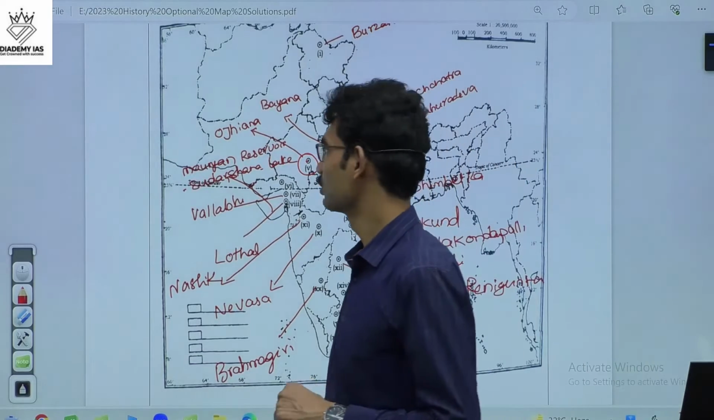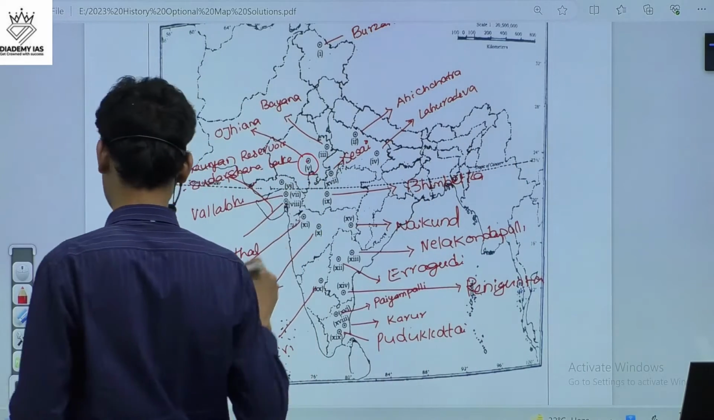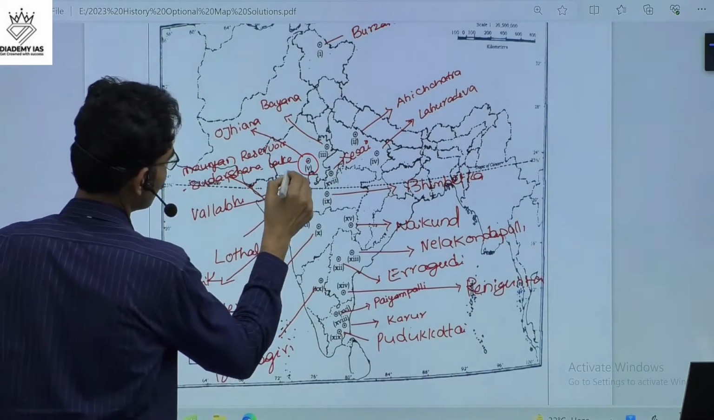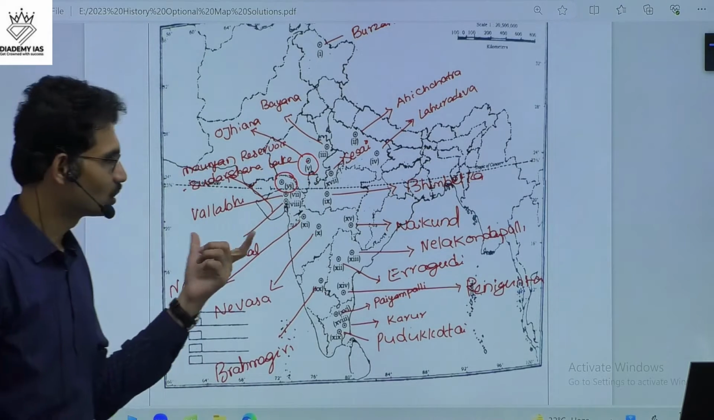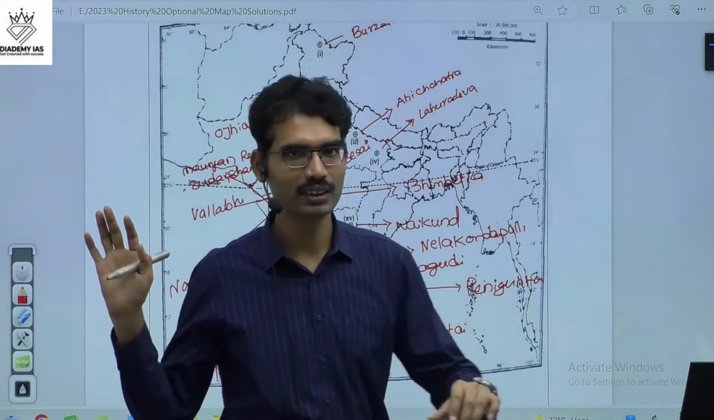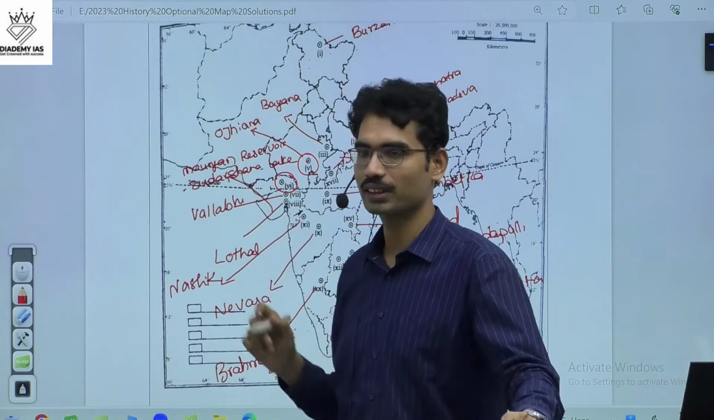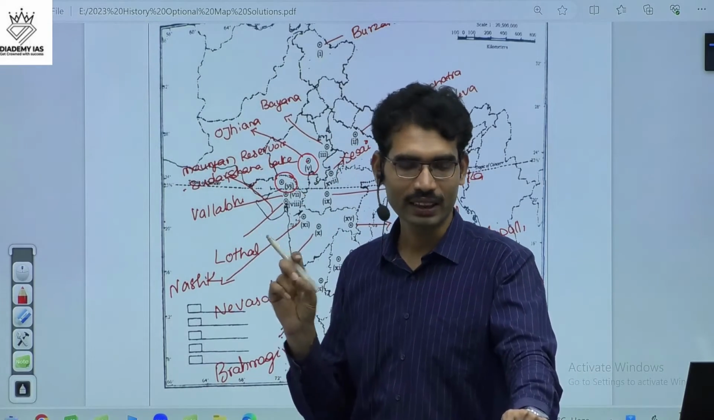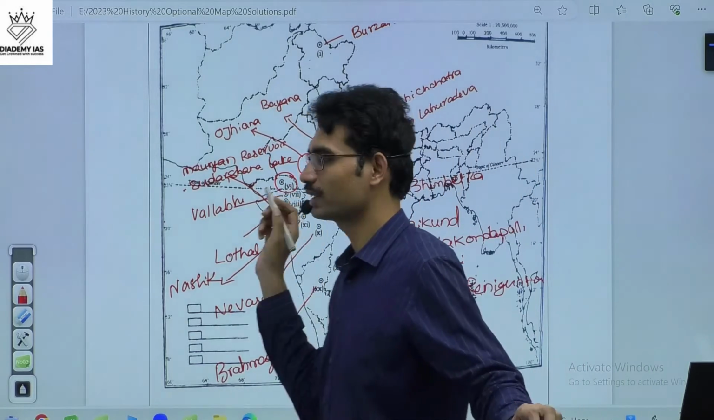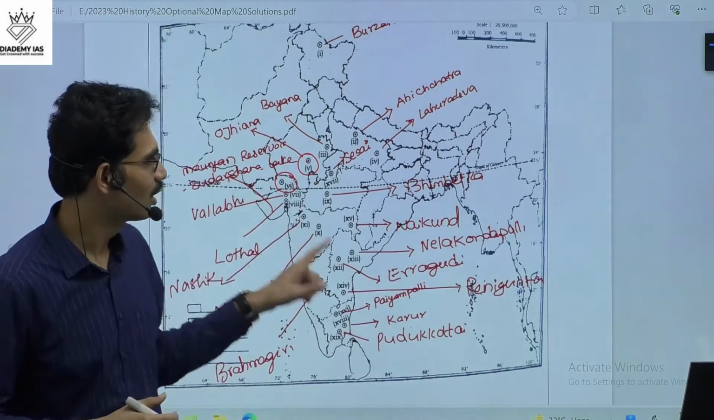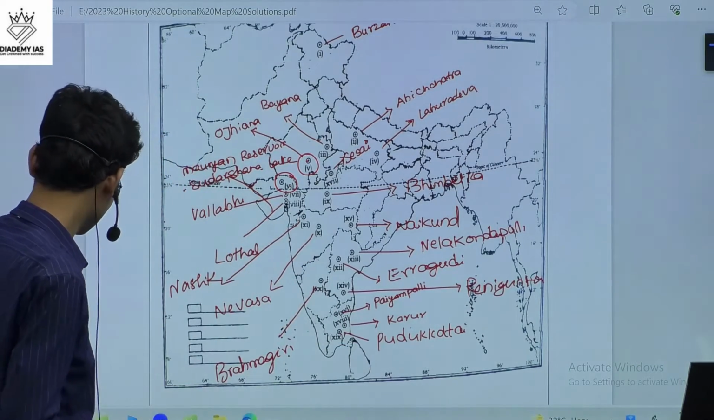Next, sixth one. You can see this one. This is also a very typical one. Don't know how UPSC has asked this type, marked in this location. UPSC is clearly saying that Mauryan reservoir site. It is saying that the sixth one is Mauryan reservoir site.